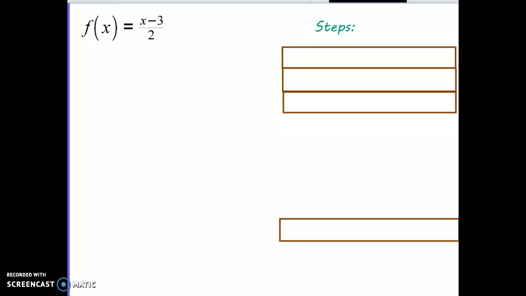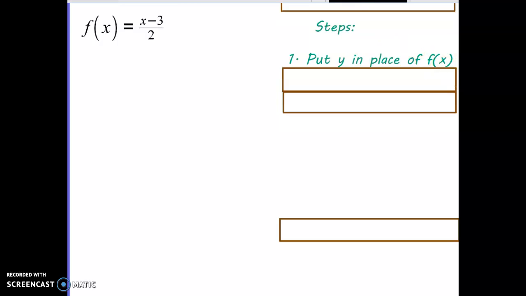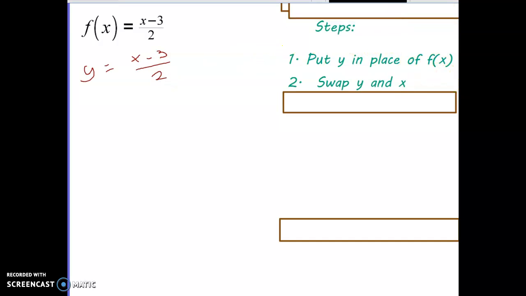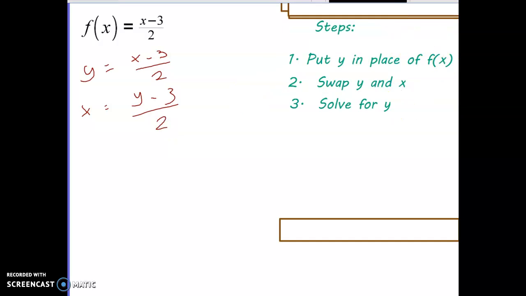Let's try this one. So same series of steps. First, we're going to put y in there. All right, now I want to swap my x and my y. All right, next step, I want to solve for y and get y by itself. So this time the whole thing is divided by 2, so my first step is going to be multiply. A little bit different than what we did last time because it's written differently. All right, now I need to add 3 to both sides.